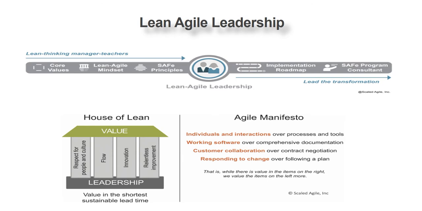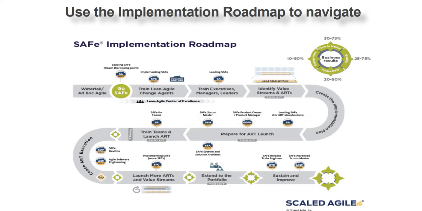And ultimately, it is the lean agile leadership who has to learn and drive all of this. They have to think from core values. They have to think from a lean agile mindset. They have to keep SAFe principles in mind. They have to follow the implementation roadmap. So this is all what the lean agile leadership has to do. All of the 10 components that we have talked about, it's something that the lean agile leadership has to drive. Very important role again.